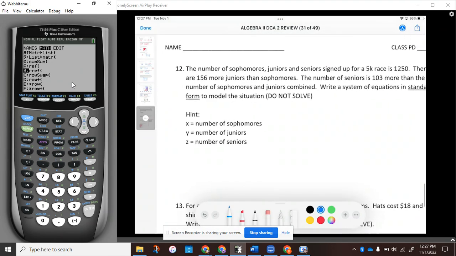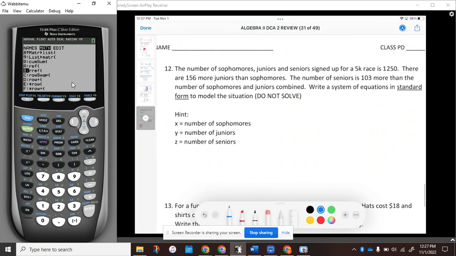Number 12. We've got all of our variables already defined for us. X, Y, and Z as sophomores, juniors, and seniors. The number of sophomores, juniors, and seniors signed up for a race is 1,250. What is that sentence represented in math terms? It's just straight up adding up all of those numbers, right? The total number of people signed up for this thing. X plus Y plus Z is 1,250.